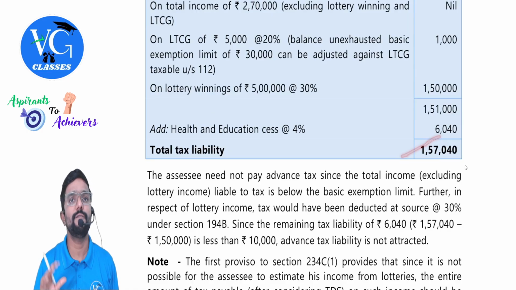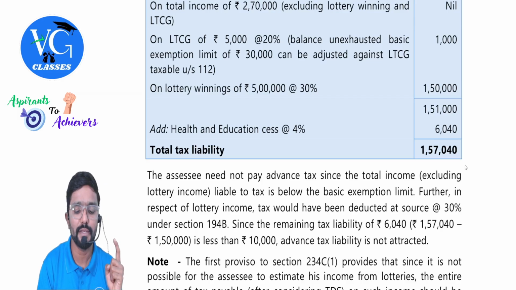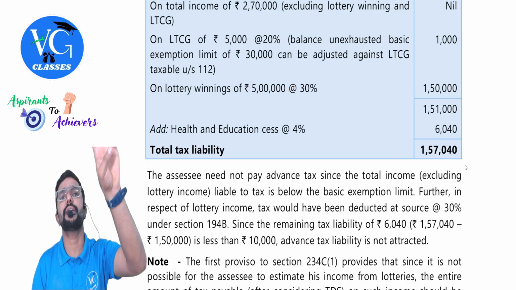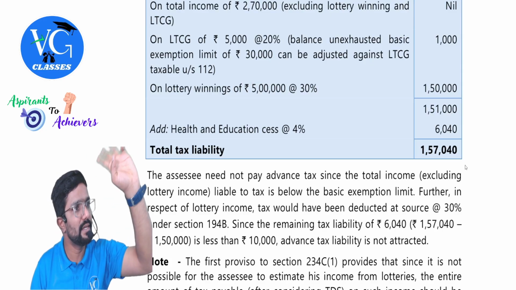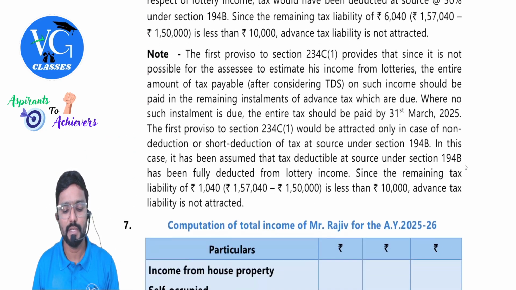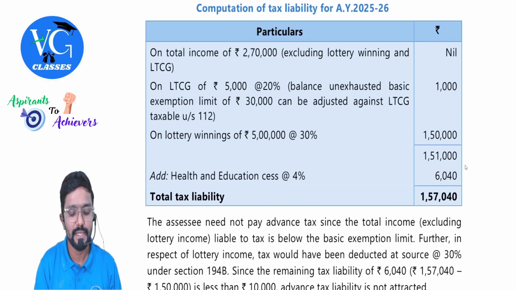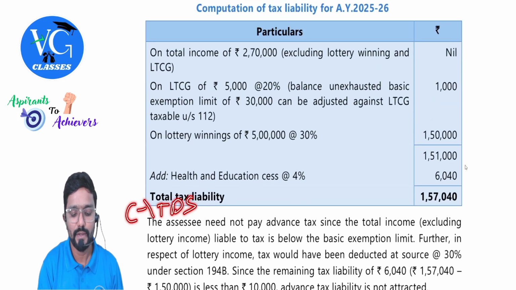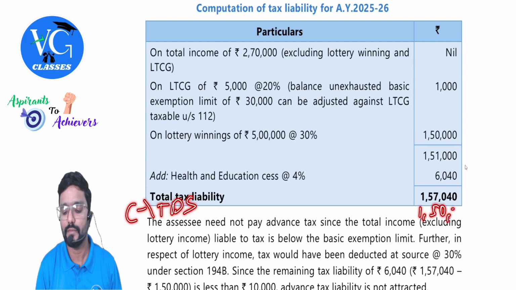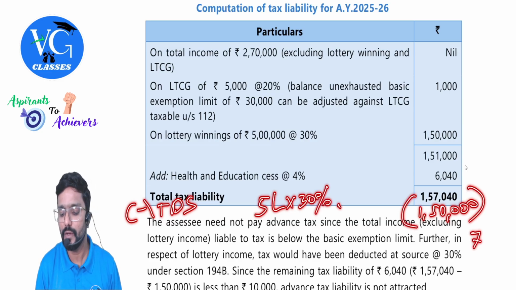Final tax liability 1,57,040. Guys, from this you have to reduce TDS. How much is the TDS? On 5 lakh, TDS would be deducted at 30%. So should we reduce it, sir? Yes. This note is a bit confusing, so let me explain it. From this we need to reduce TDS. How much does it come to? 1 lakh 50, that is 5 lakh into 30%. Got it? So remaining is how much? 7,040. You need to pay.